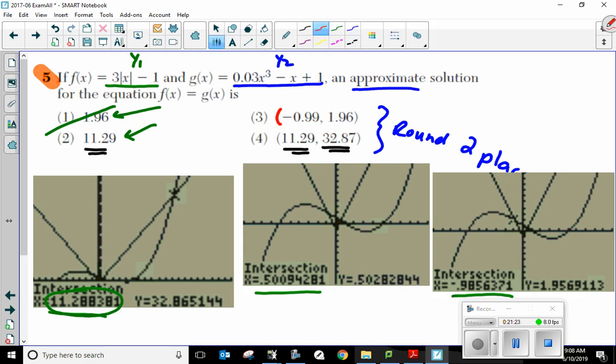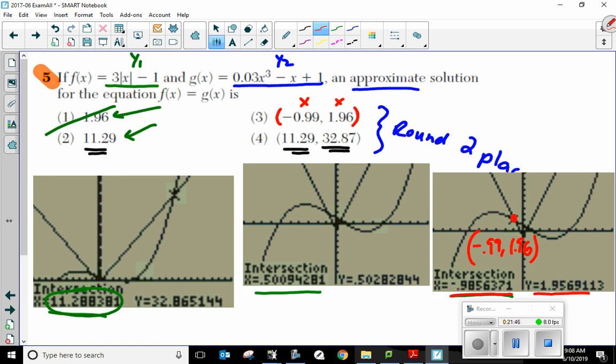This is not a coordinate. This tells you, okay, this is an x value, which would be right here rounded. This is also an x value. If I wanted you to write this coordinate of intersection right here, you would have negative 0.99, comma, 1.96. That would be a coordinate. This is not a coordinate.